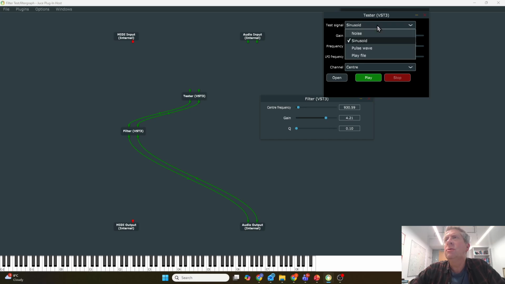And I can also do these tests with a noise signal. This is going to sound pretty horrible, but I'm going to apply a boost at a particular frequency, and I can slide that center frequency.